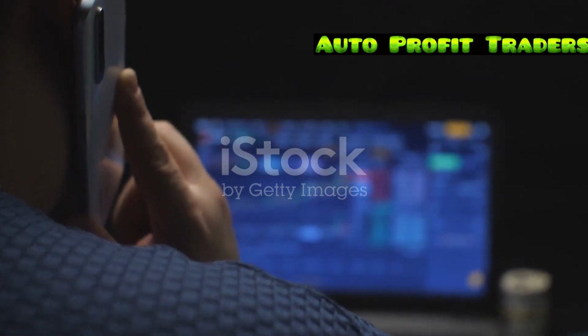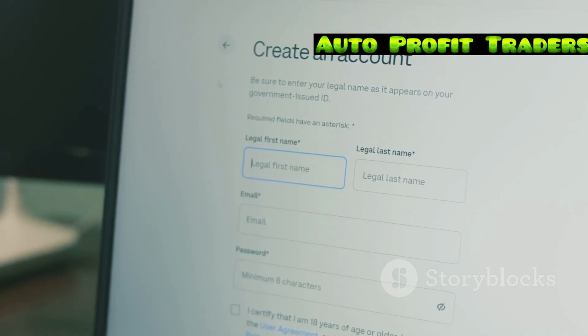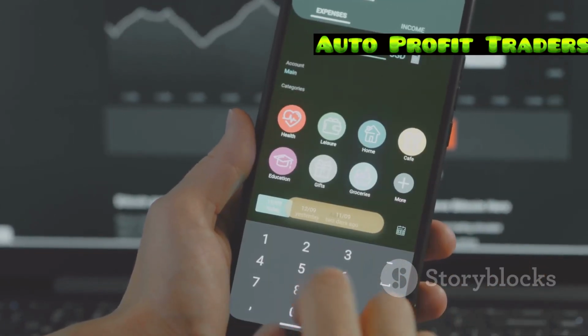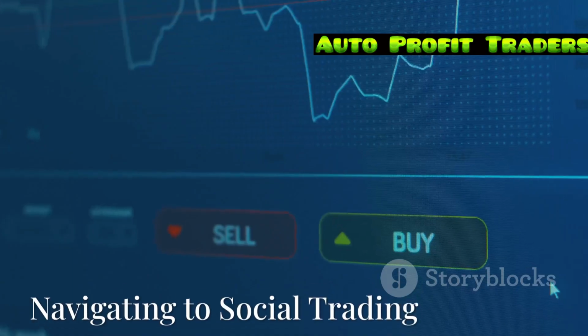First, log into your Pocket Option account, or create a new one. Once you're in, make sure you're on a real account with some funds deposited. Even $10 is enough to start.